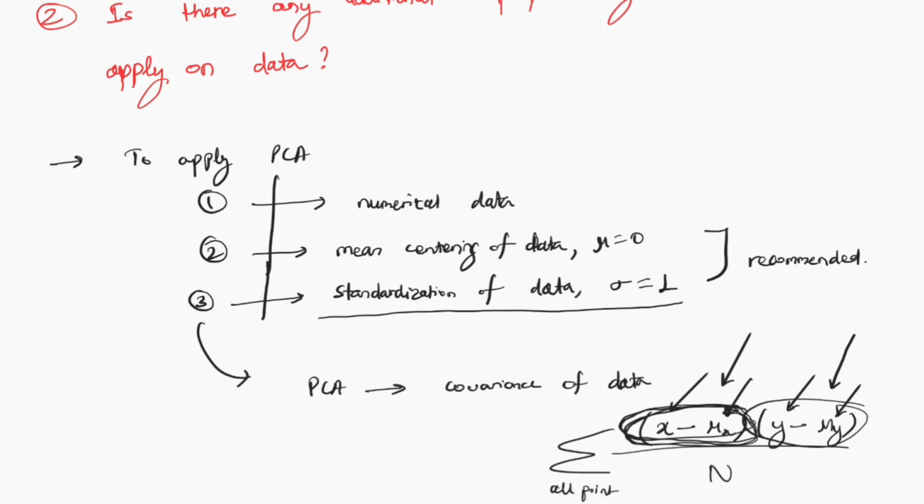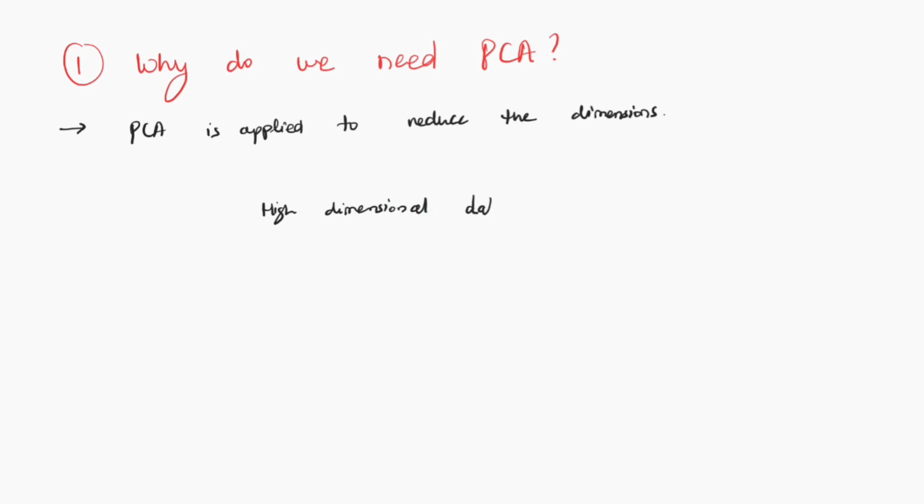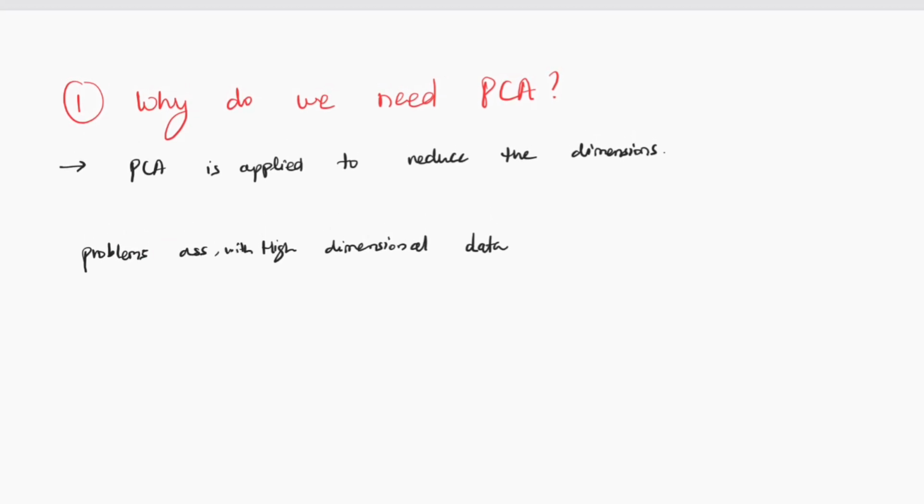So now let us move on to the next part of this video, and in this part I will explain why we need PCA. So why are we actually applying PCA? The sole purpose is that PCA is applied to reduce the dimensions, right? So dimensions must be a problem. High dimensional data is a problem. So we will now see problems associated with high dimensional data.